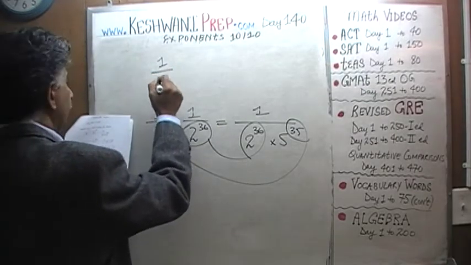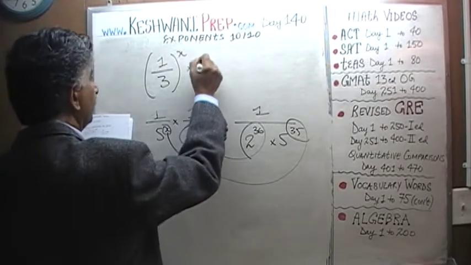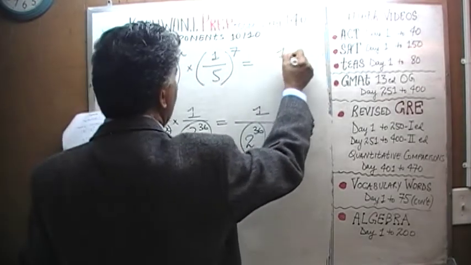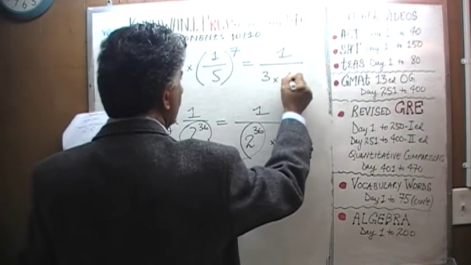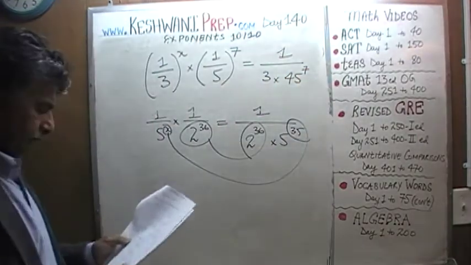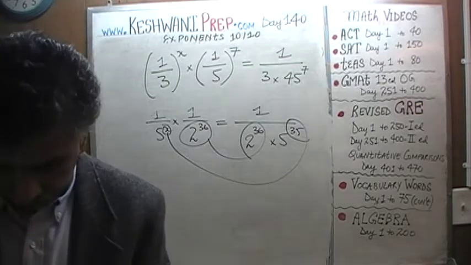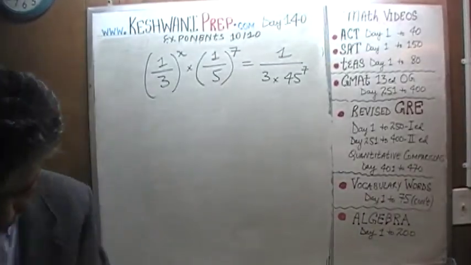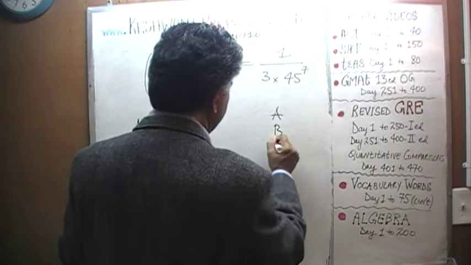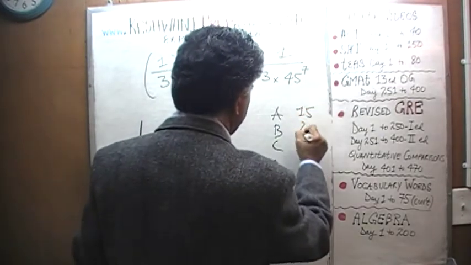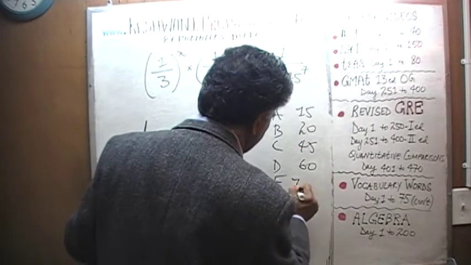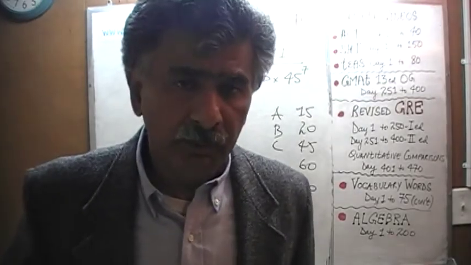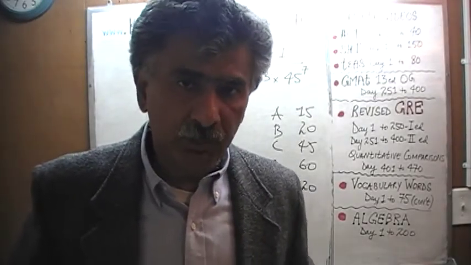Let's do one more. One over 3 raised to x times 1 over 5 raised to 7, we are told, is equal to 1 over 3 times 45 raised to 7. Again, the question simply is, what's the value of x? Here are the answer choices. A, B, C, D, E: 15, 20, 45, 60, and 120. I'll give you 5 seconds now to pause and unpause the video. Do it yourself first, okay?